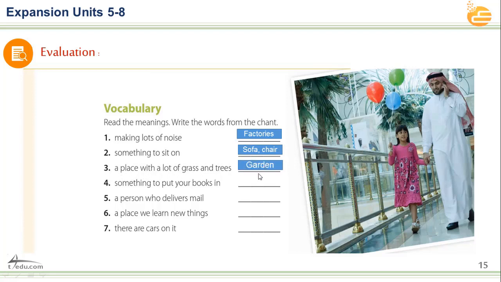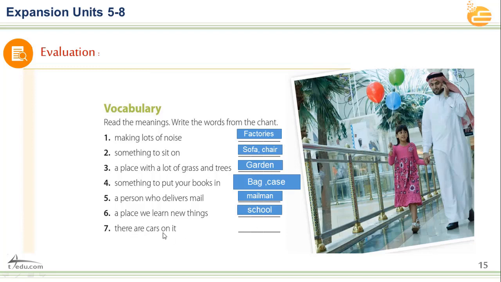Place with a lot of grass and trees. Of course, it is a garden. Something to put your books in. Of course, it is a bag and a case or backpack. A person who delivers email, we call it a mailman. And the place to learn new things, we call it school.